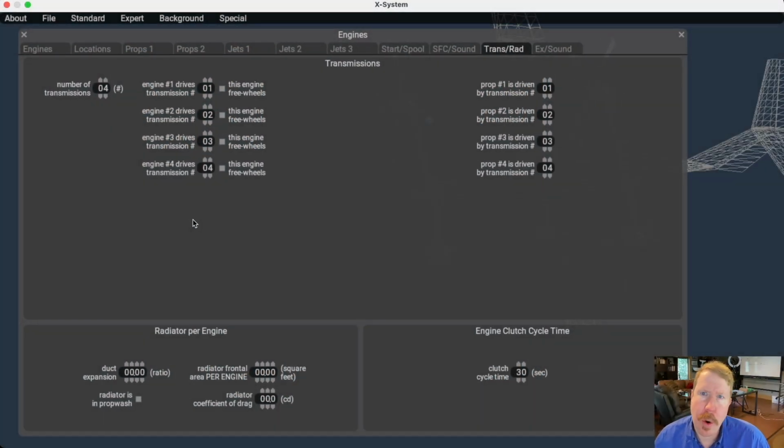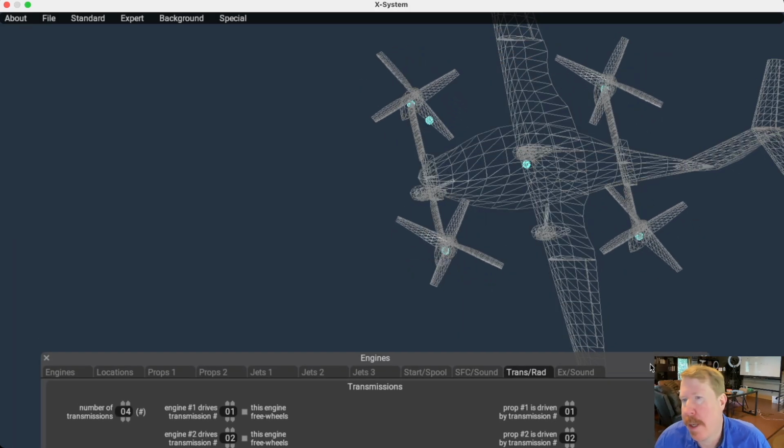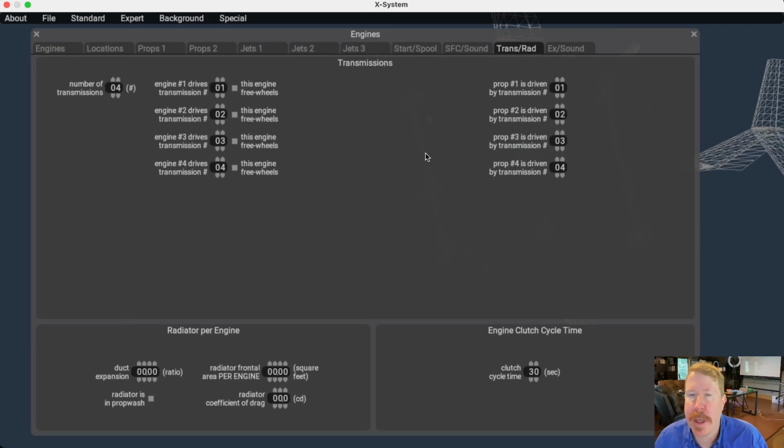Okay, so here we are in the transmission and radiator screen. The transmissions are pretty straightforward. If each engine has its own transmission and each propeller is on that same transmission, then all you've got is each engine driving its own prop. And what we're in is my little eVTOL design, my little electric vertical takeoff and landing airplane concept.